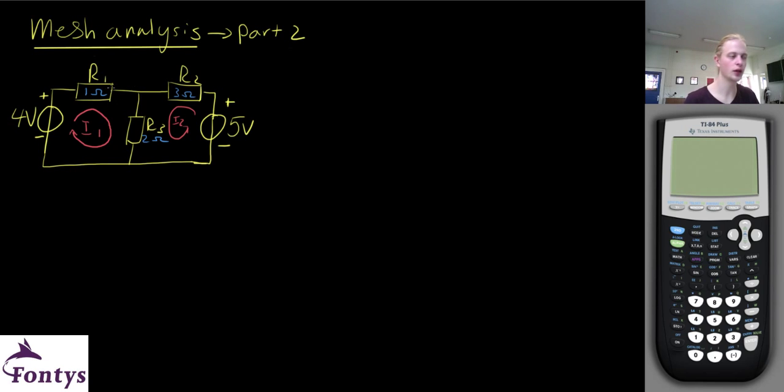It could be that if we calculate everything, one of the two currents will be negative. That means that it turns out that the current doesn't flow this way, but it flows the other way around. But we don't know that yet, so we're just going to start and see what happens.